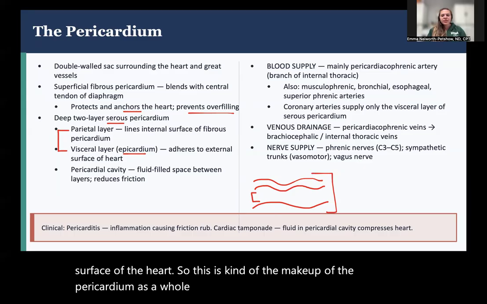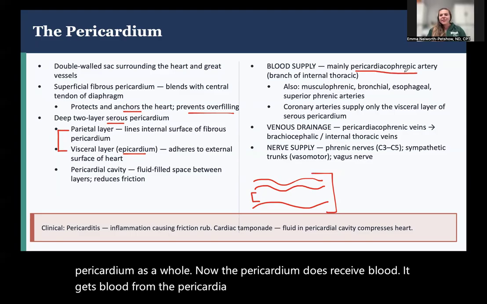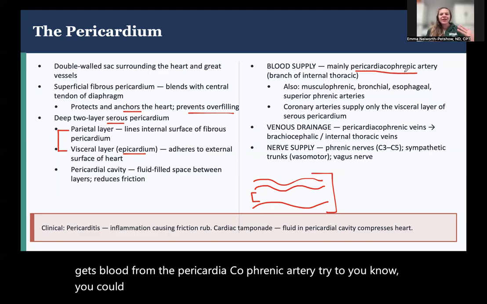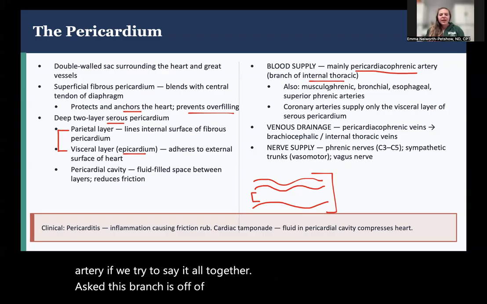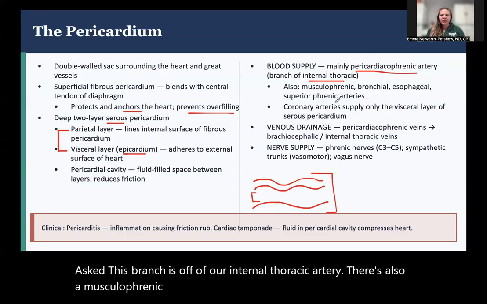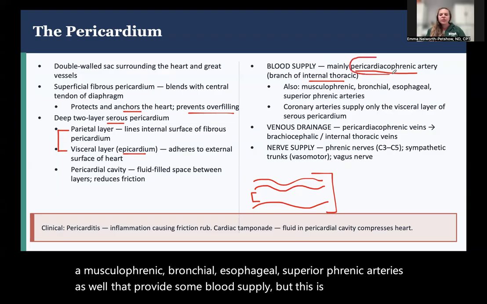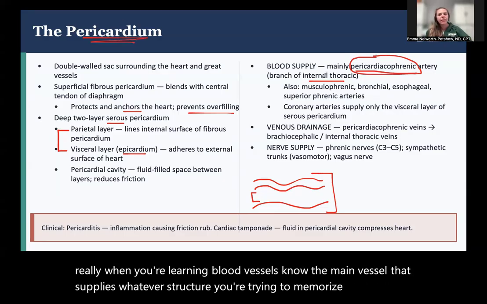Now, the pericardium does receive blood. It gets blood from the pericardiacophrenic artery. You could say pericardiacophrenic artery if we try to say it all together fast. This branches off of our internal thoracic artery. There are also musculophrenic, bronchial, esophageal, and superior phrenic arteries that provide some blood supply, but this is the main one. So when you're learning blood vessels, know the main vessel that supplies whatever structure you're trying to memorize, and then ideally know where it branched off of.